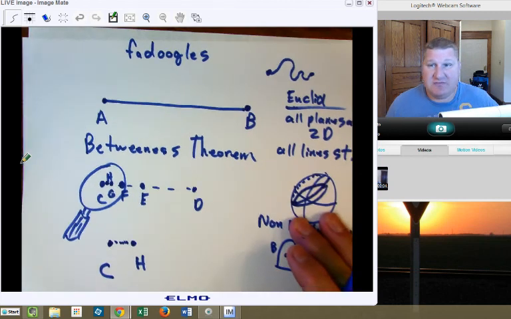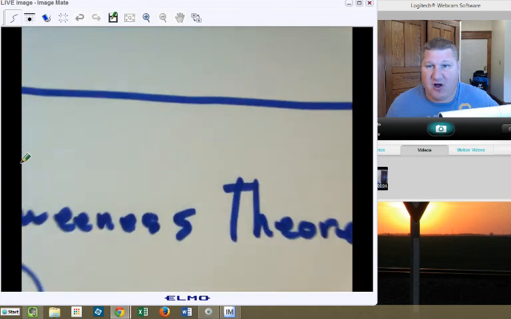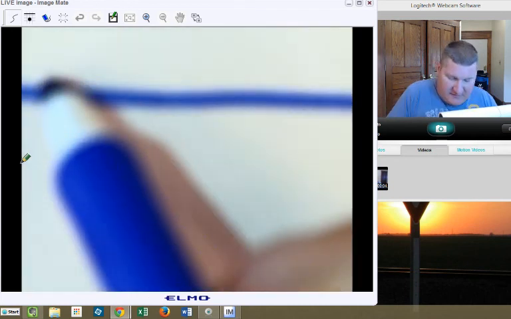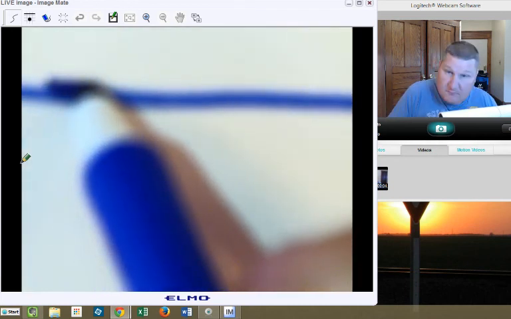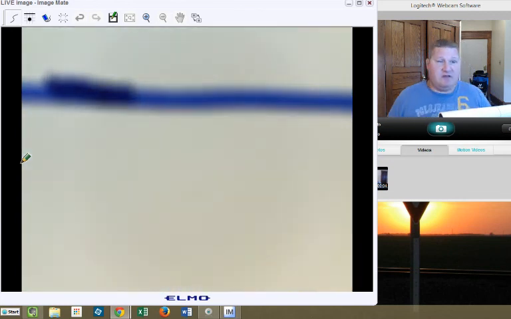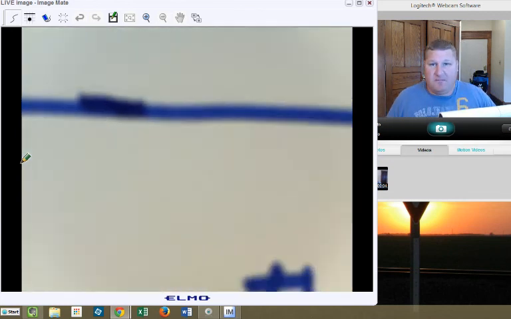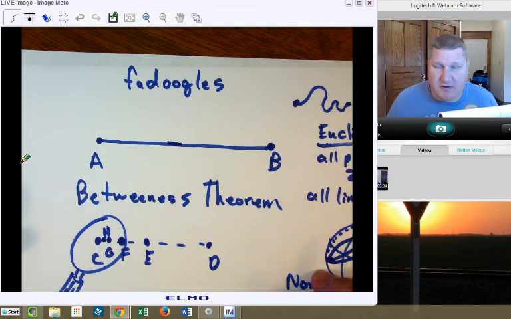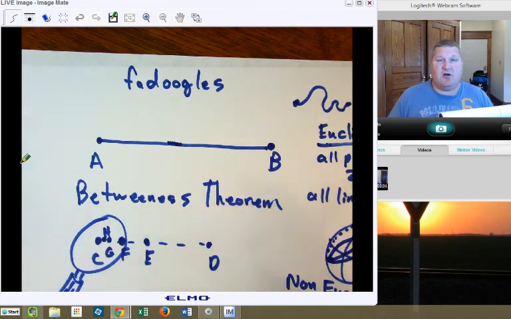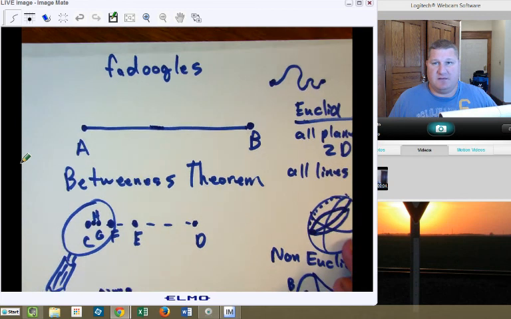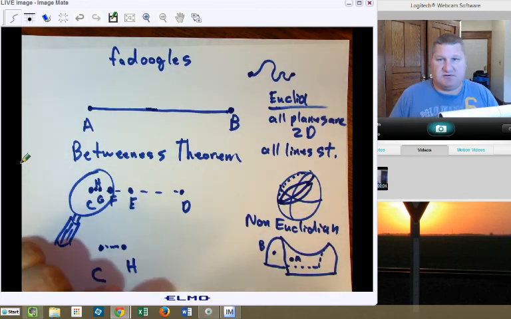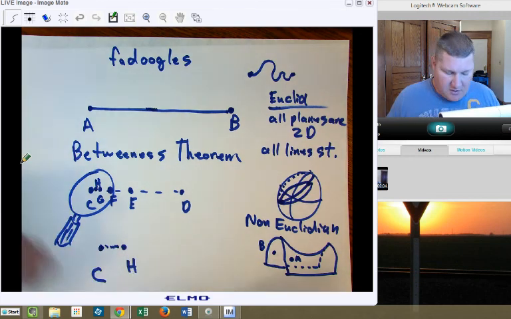If we could zoom in super far, we could really find an infinite number of points between them. But when we zoom out, they may appear as just one point. So betweenness means there are an infinite number of points between them. Okay, that is going to be a foundational concept, not just for geometry, but also for other mathematics.